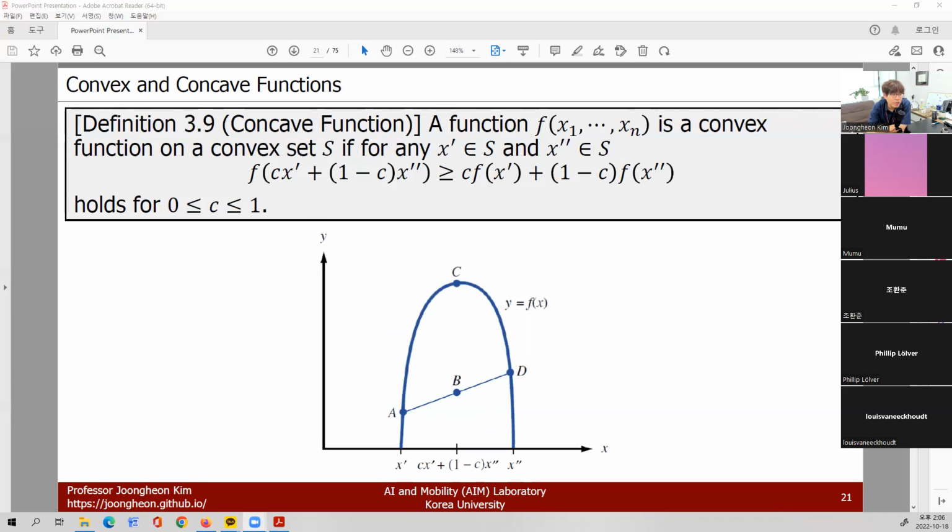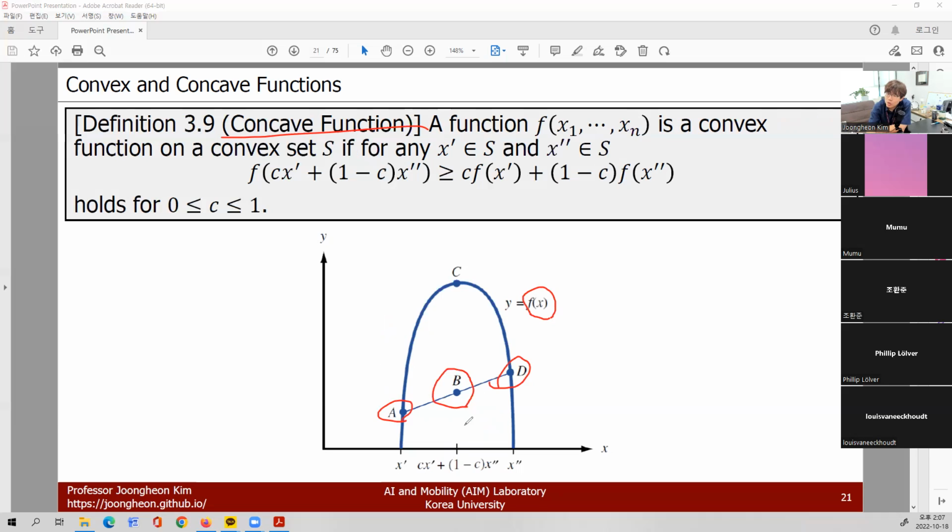So concave is the opposite definition of the convex, okay? Concave looks like this one, okay? So suppose that you have function f. You pick the 2 points on top of the f, and then you can make a linear line. You can pick any point on top of the linear line. Here, the point is the B, okay?